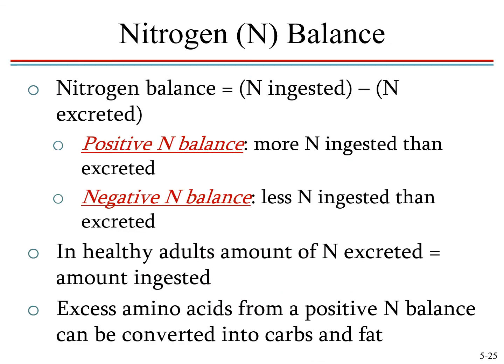So we end up either with a positive nitrogen balance or a negative nitrogen balance. So remember, if you ingest more nitrogen than excreted, it's a positive balance. If it's less nitrogen ingested than excreted, it's negative. So in a healthy adult, the amount excreted equals the amount ingested. Now, excess amino acids from a positive nitrogen balance can also be converted into carbs as well as fat.